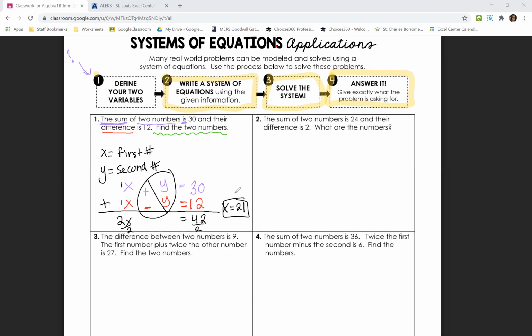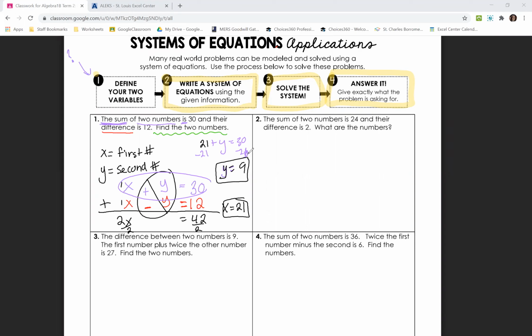All right, so that's my first number. My first number is 21. Well, how do I find my second number? You plug them into either equation. Maybe I'll use my purple one: x plus y equals 30. If x is 21, what does y have to be? I'm going to subtract 21 from both sides, and y is equal to 9.